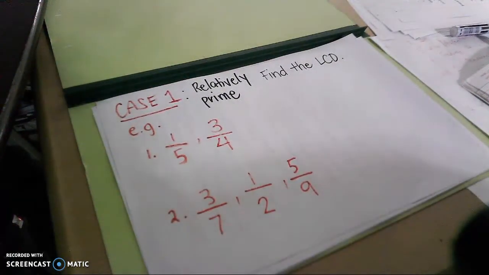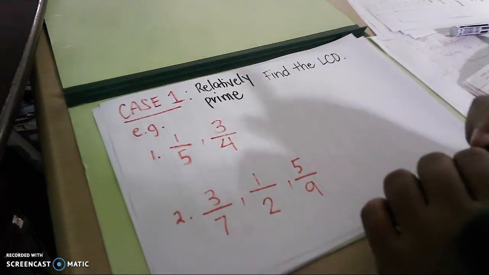Let us now discuss the examples under case 1, case 2, and case 3. Back in your grade 4 and grade 5, we learned the 2 methods. We have the listing method and the continuous division method. For this year, I'll be teaching you 3 cases or 3 methods. The first 2 cases are just shortcuts. Let's start with case 1.